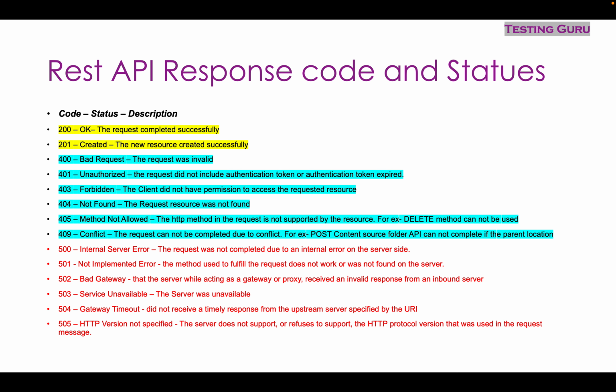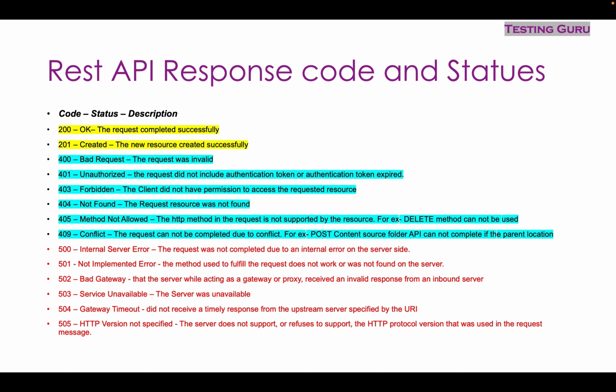And also on the server side, we get a 505 error, which is when the HTTP version is not supported. The server does not support, or refuses to support, the HTTP protocol version that was used in the request message. So these are the commonly used REST API response codes and statuses and their descriptions, and what we need to do in each case. That is what we have just covered here.